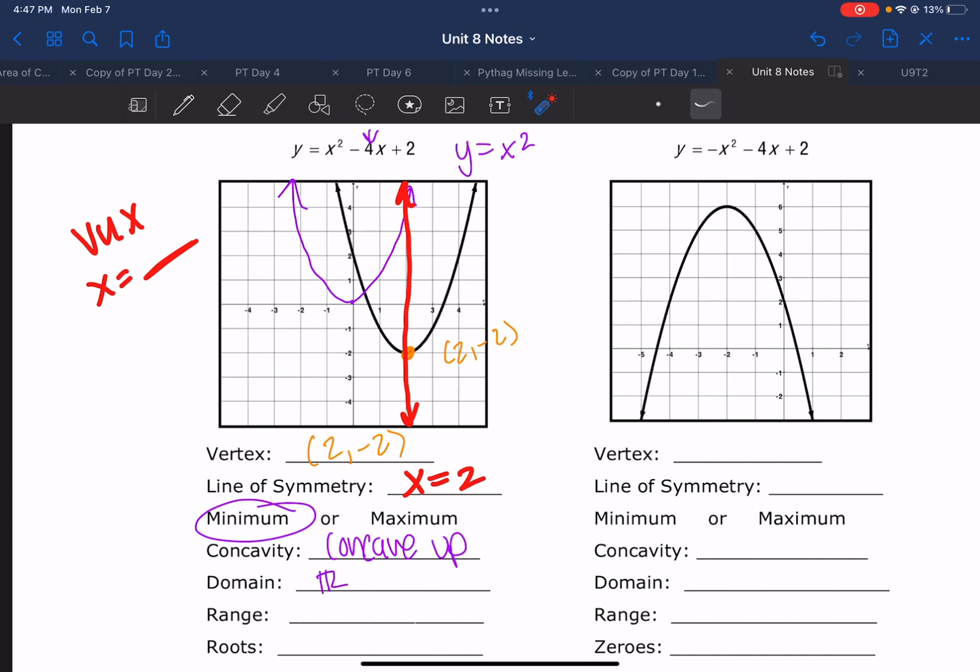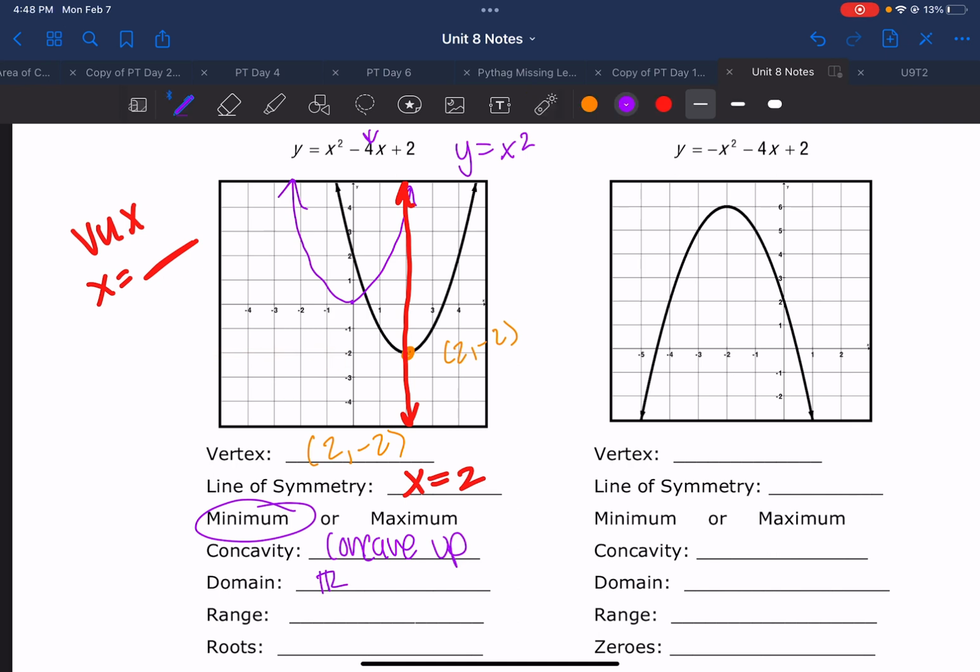All right, so range, let's think about this. What's my highest value and what's my lowest value? So if I was to think about my range, we know it's going to go forever up, right? That's what these arrows indicate. But what's the lowest value? Where does it stop? What is this y value here? This y value is negative 2, right?